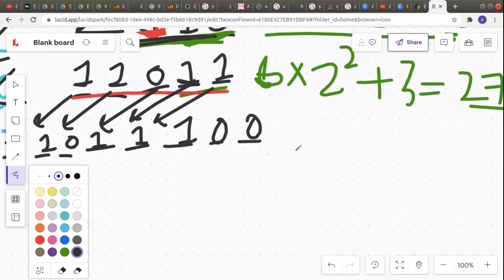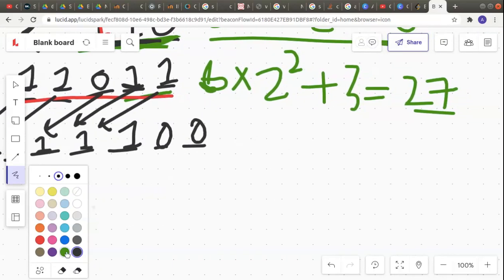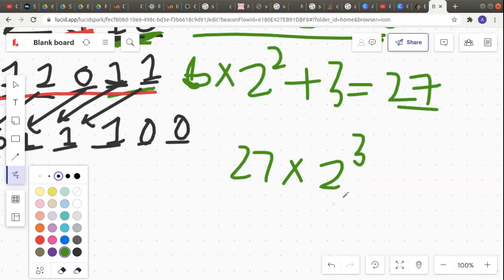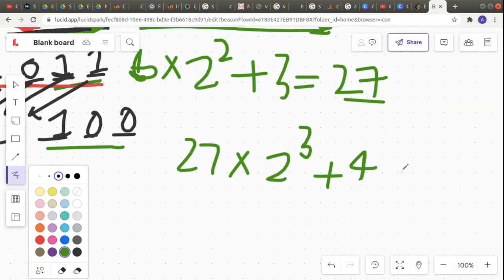So how do I find what is the actual decimal representation of this number? So I had the original number 27. I have shifted it by three places. So I do 27 into 2 power 3 and I add the number which I took just now. So the number which I took just now is 4, right? So this will give me the actual representation right now.